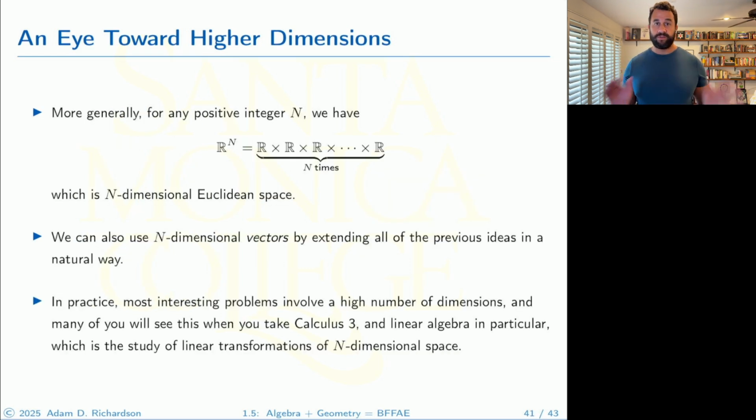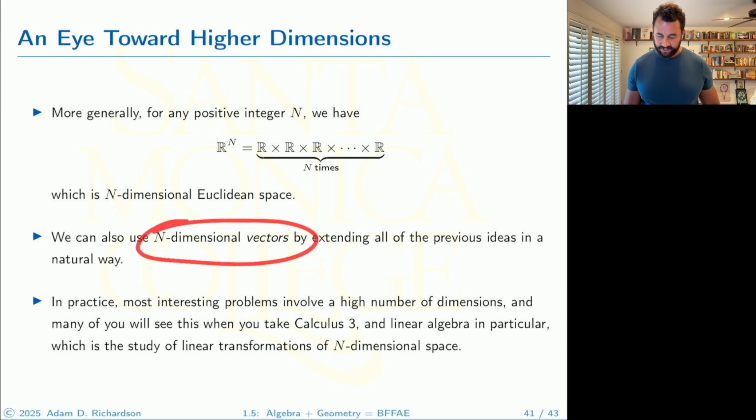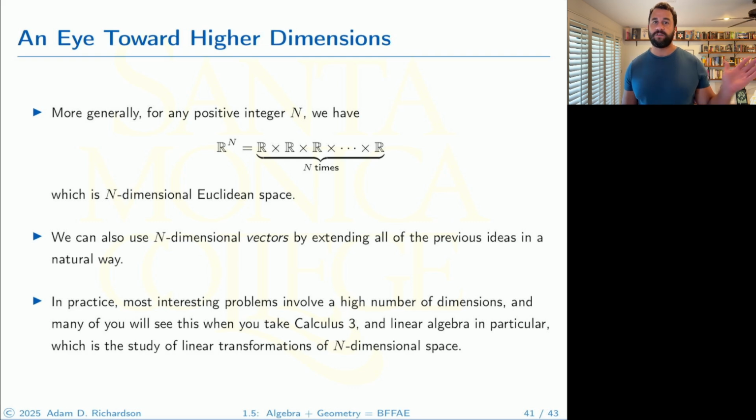So more generally, take a deep breath. More generally, for any positive integer n, Rn is just R cross R cross R, n many times. Okay? And that's just n-dimensional Euclidean space. You can use n-dimensional vectors as well. Just extend all the stuff we talked about with vectors to any number of dimensions.